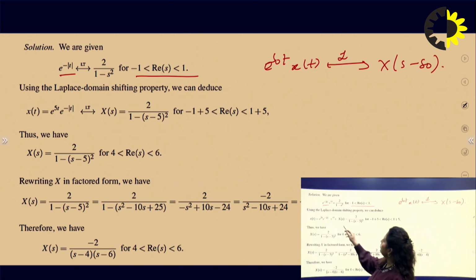So here X(s) is equivalent to 2 upon 1 minus s square, and in the place of s we write s minus 5, so it becomes 2 upon 1 minus (s minus 5) square.